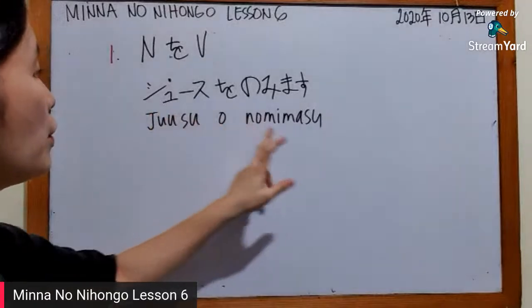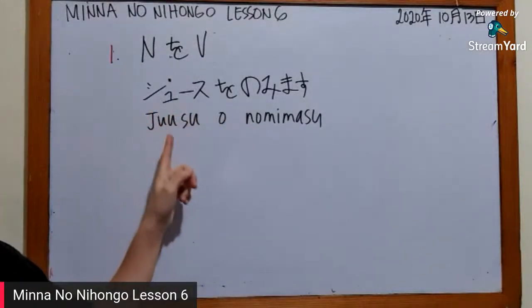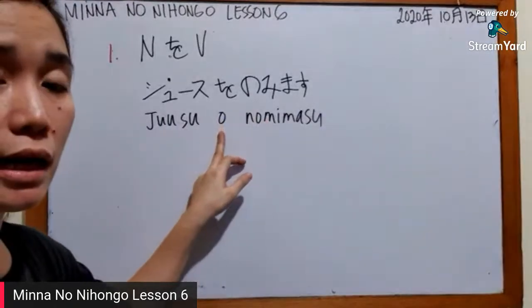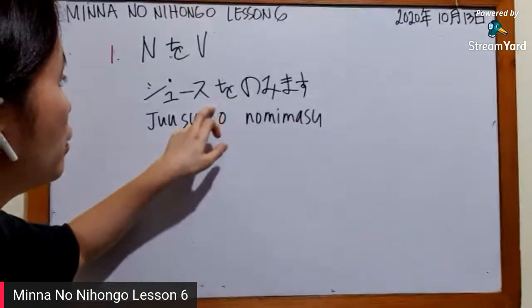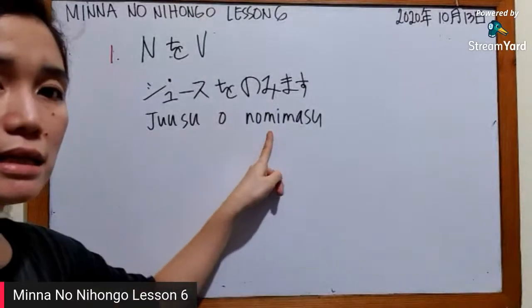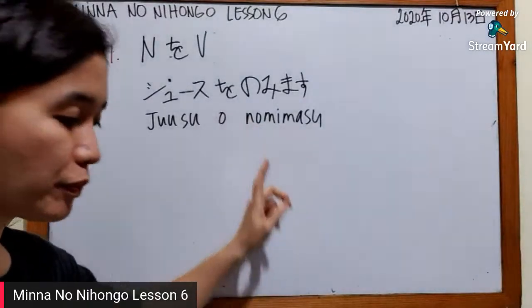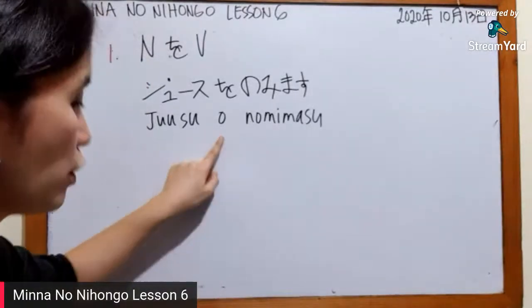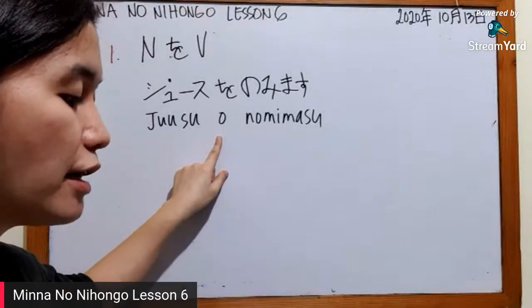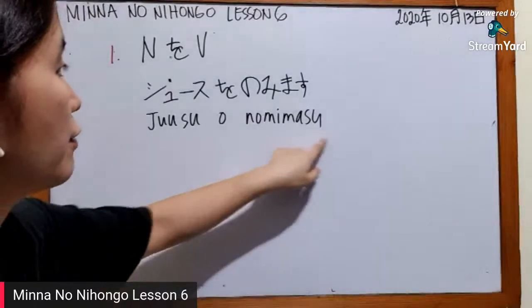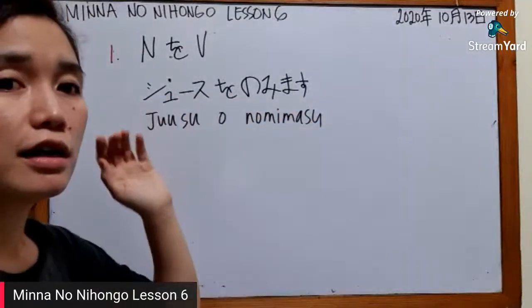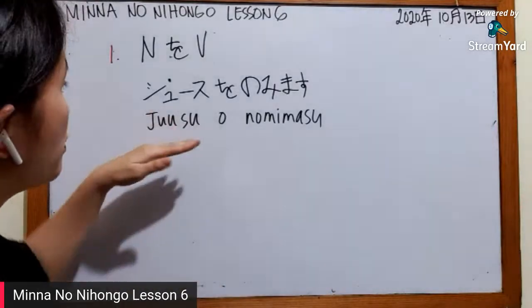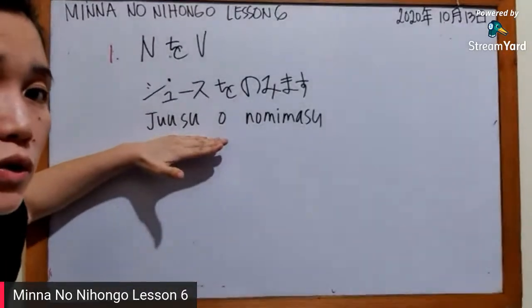So, juusu o nomimasu. Juusu is juice. O nomimasu. So, o is the particle that we will be using here. Nomimasu is a transitive verb. So, this o is used to indicate the direct object of a transitive verb. Because if it's a transitive verb, it needs an object. So, the object is this, juice.